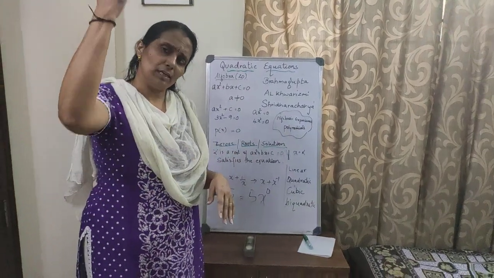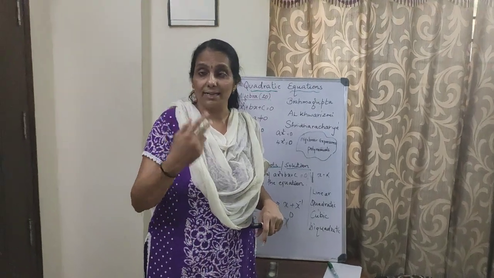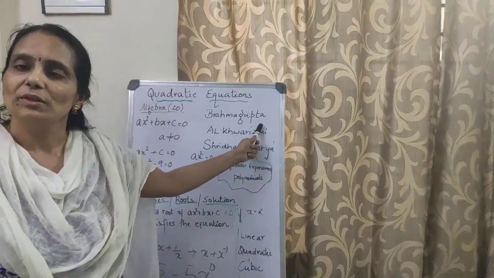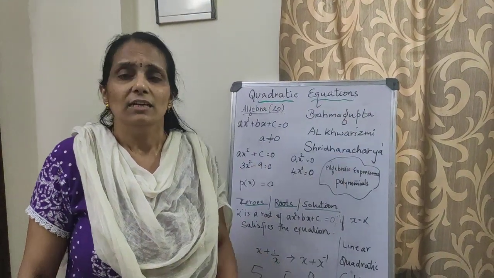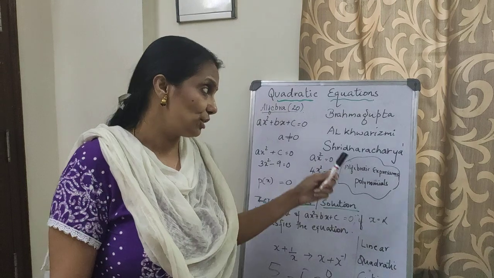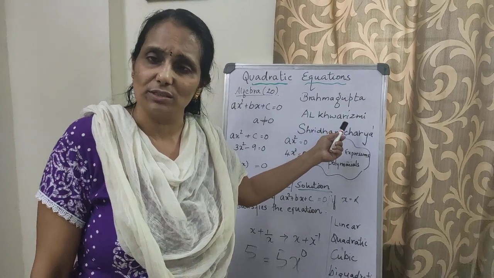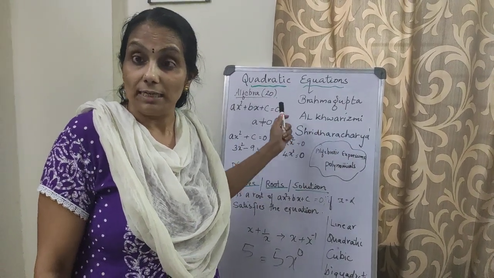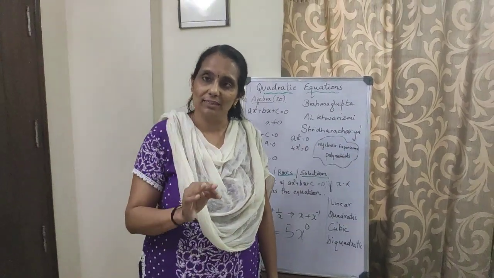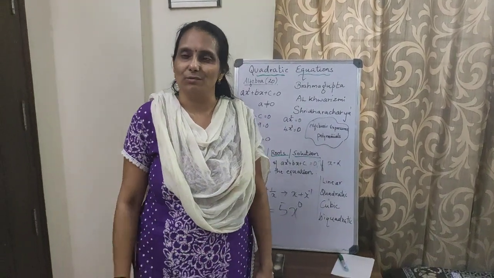Now, if you go back to earlier centuries, it was our Indian mathematician who first studied quadratic equations. The first mathematician to study it was Brahmagupta. He arrived at so many methods of solving quadratic equations. Then after some time came an Arab mathematician called Al-Khwarizmi. He also studied a lot about algebra and quadratic equations. And it was our Indian mathematician Sridharacharya who found a method called the quadratic formula for solving a quadratic equation.